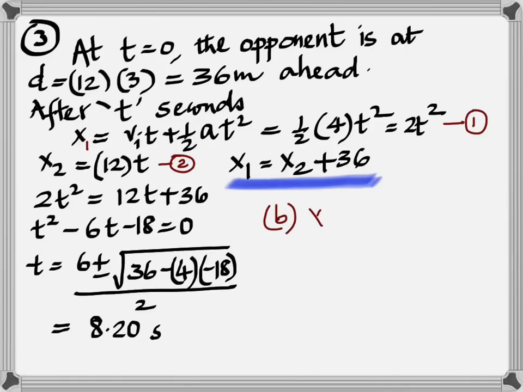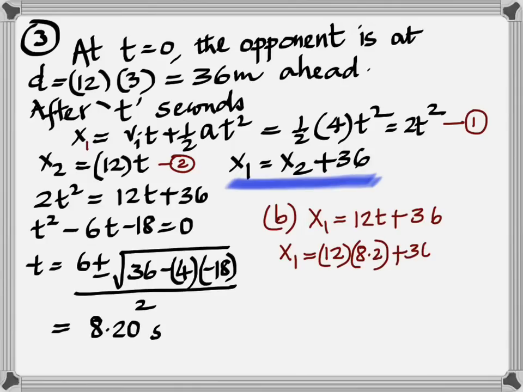There's going to be two results for the time. Take the positive, substitute back into equation 1 to get x1, 134 meters.